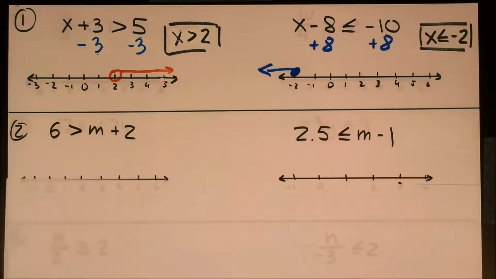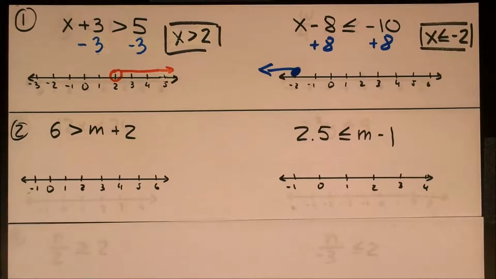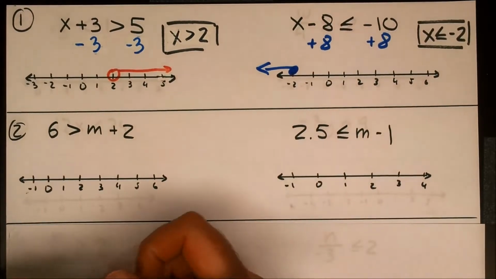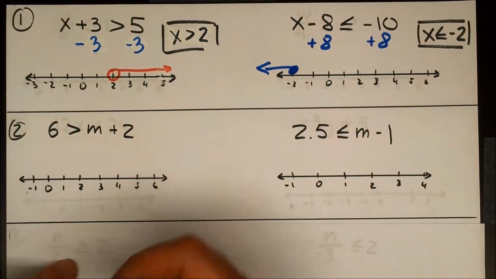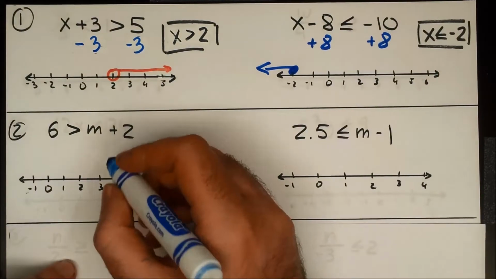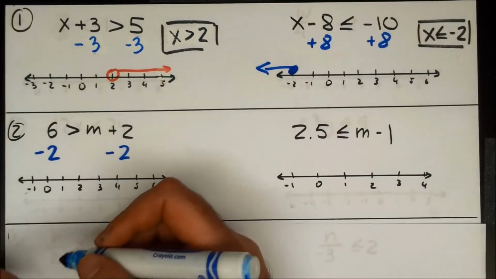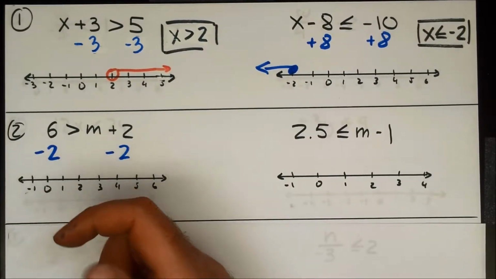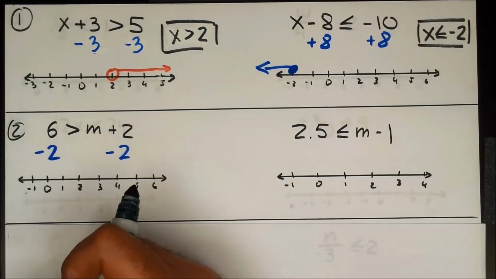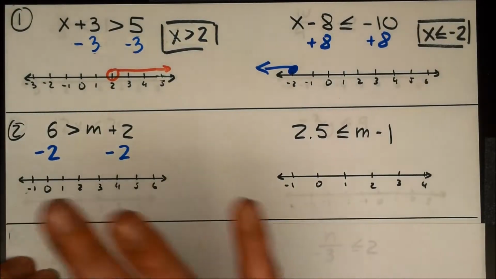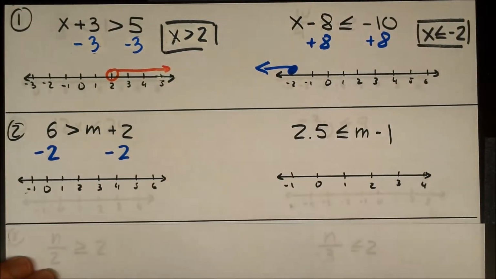Moving on to 2. With number 2, almost like number 1, we are going to isolate our variable here, the m. 2 is being added. I'm going to subtract 2 from both sides. Since I'm subtracting, nothing changes. Subtracting addition is safe. My inequality symbol does not flip. I pretend like it's an equation.